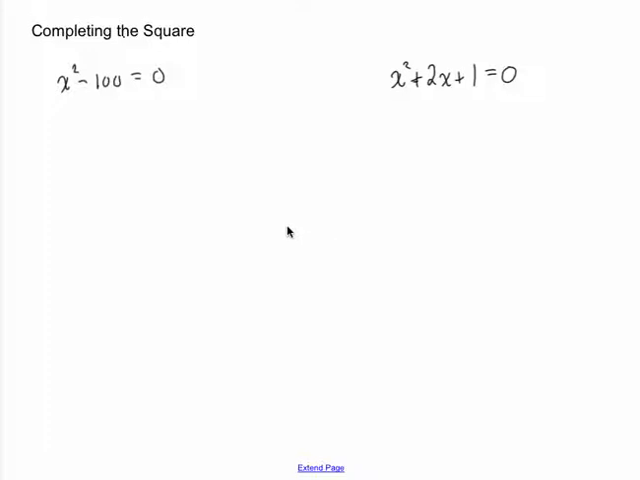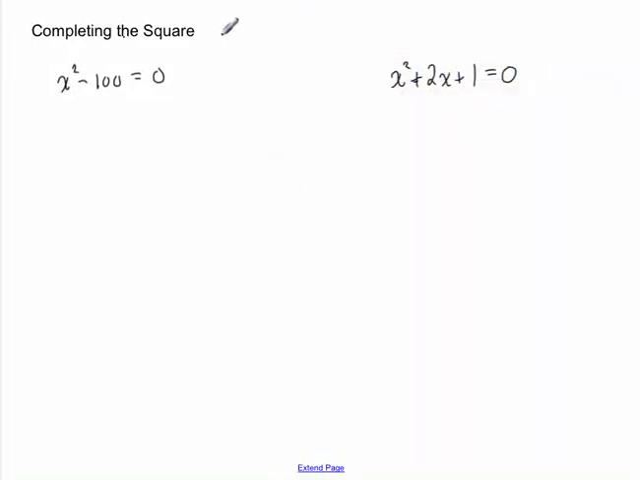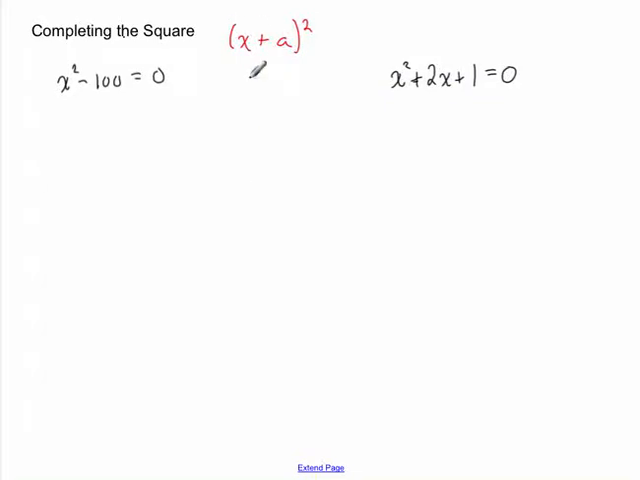Let's look at a different method of solving quadratic equations if you can't happen to factor. This method is called completing the square, and the whole idea is solving a quadratic equation by getting things written in terms of a binomial square, or a squared binomial. The reason we want to do that is so that we can take square roots of things.